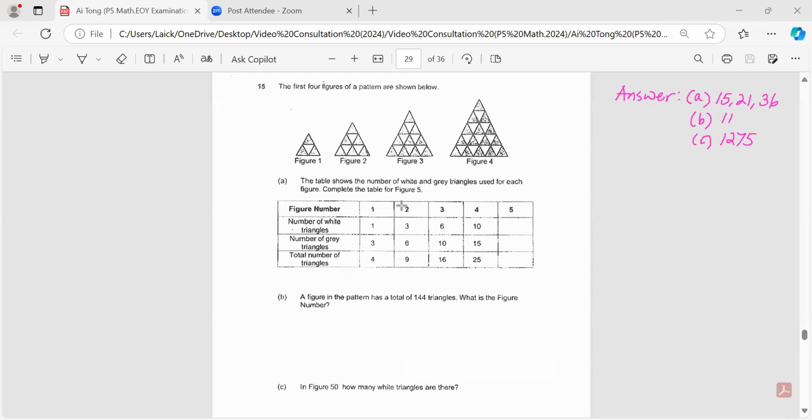When we have 4, we know that it's a perfect square, that is actually 2 squared. And then when we have 9, we know that is actually 3 squared. And then it goes on. 16 is 4 squared, 25 is 5 squared. But it has something to do with the figure number on the next column.